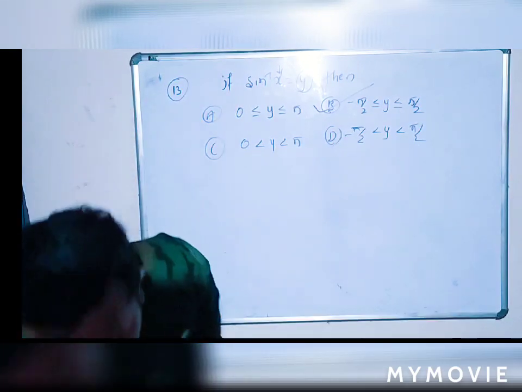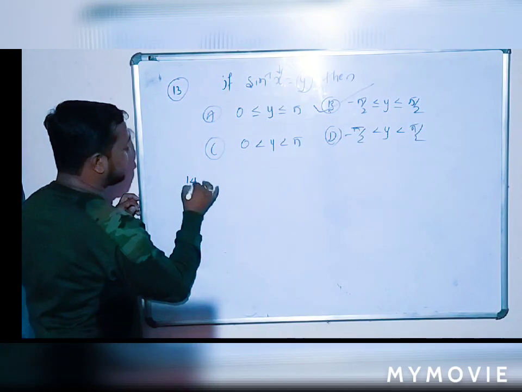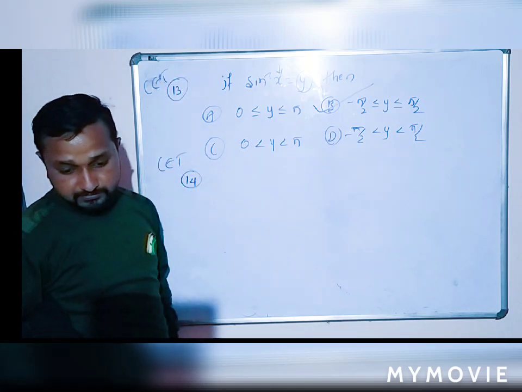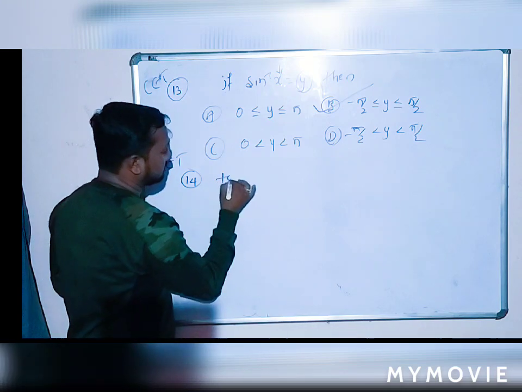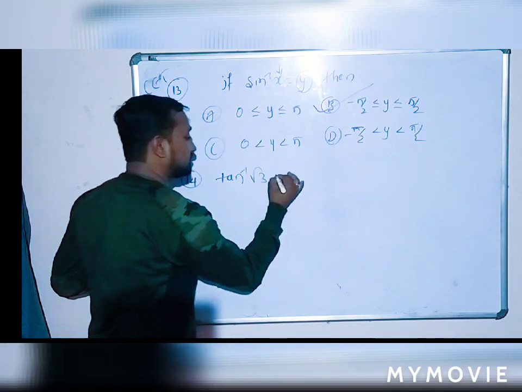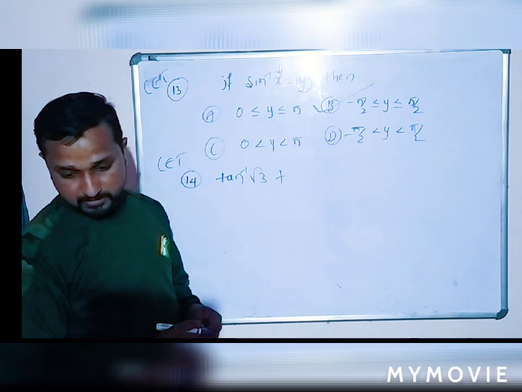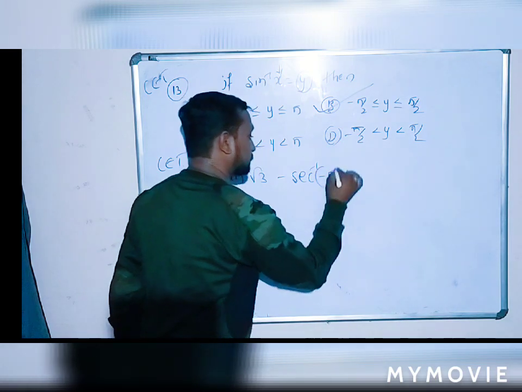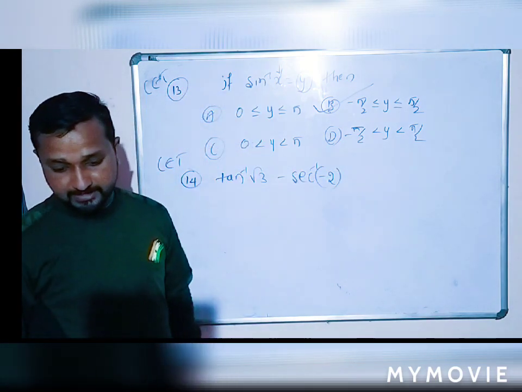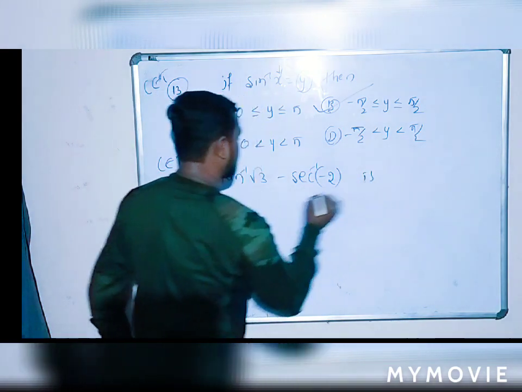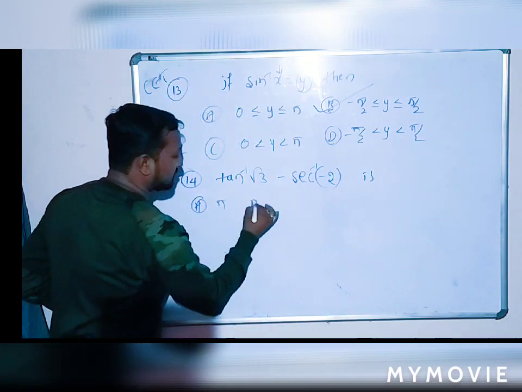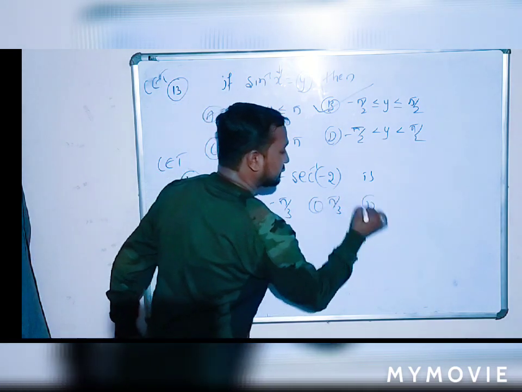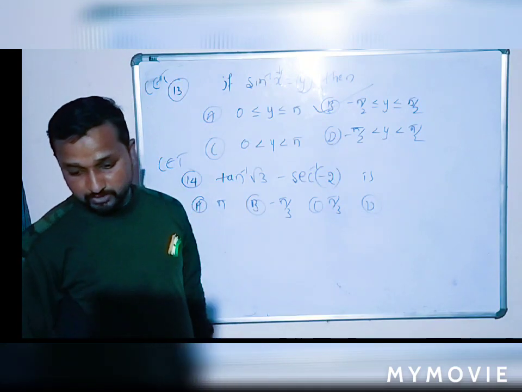Next, another question is there. That is also a CET question. Tan inverse of root 3 minus sec inverse of minus 2 is: option A pi, option B minus pi by 3, option C pi by 3, option D 2 pi by 3.